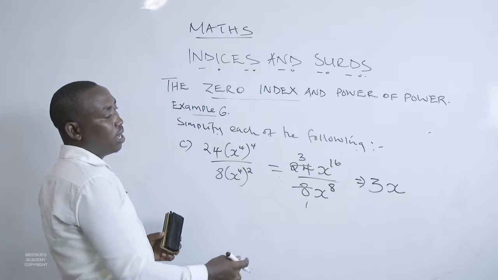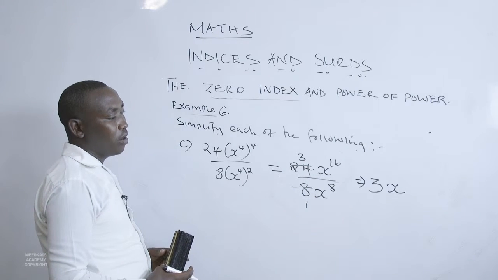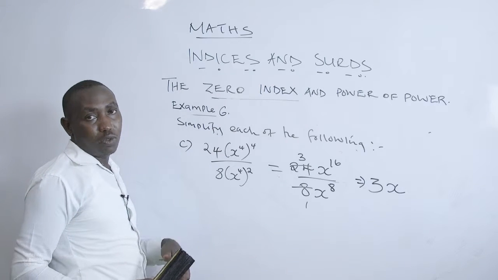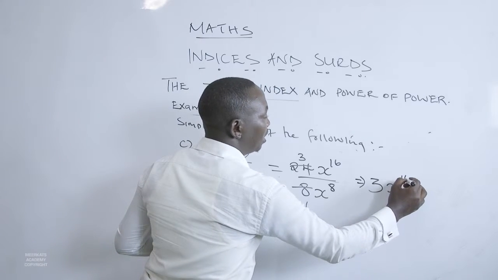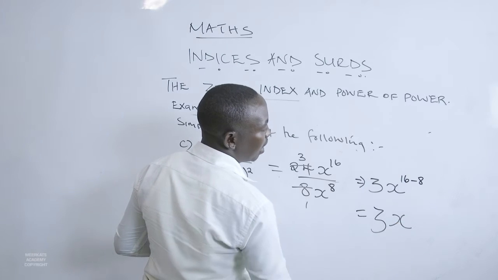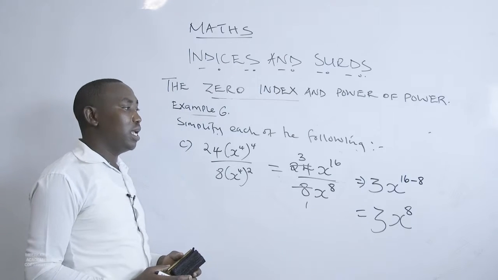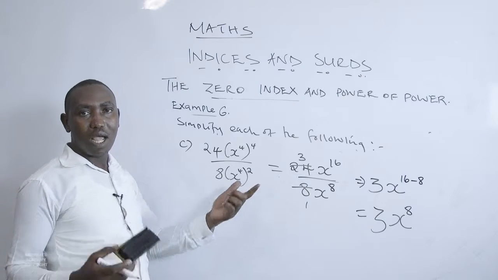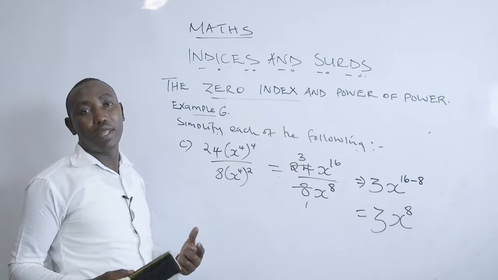3x raised to. Now because we now have division, we are going to use the division law, which says that whenever we have division, we are going to subtract the powers. So this will be 16 less 8, and this will give us 3x raised to 8. 16 minus 8, you get 8. So always recall how those laws are used and how they are applied.